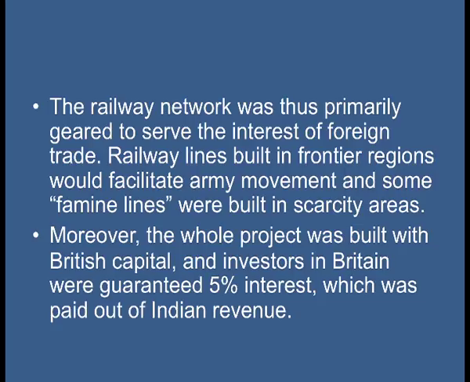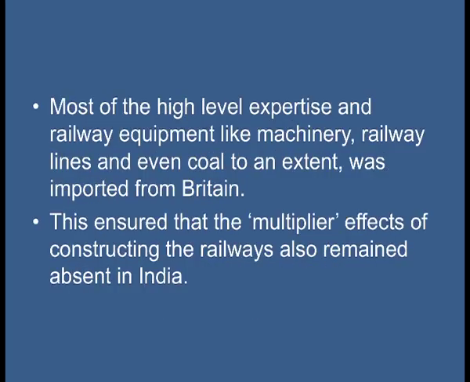Railway lines built in frontier regions would facilitate army movement, and some famine lines were built in scarcity areas. Moreover, the whole project was built with British capital, and investors in Britain were guaranteed 5% interest, which was paid out of Indian revenue. Most of the high-level expertise and railway equipment, like machinery, railway lines and even coal, to an extent, was imported from Britain. Thus, it ensured that the multiplier effects of constructing the railways also remained absent in India.